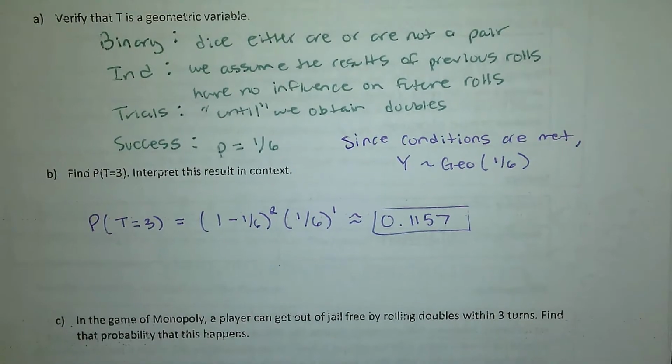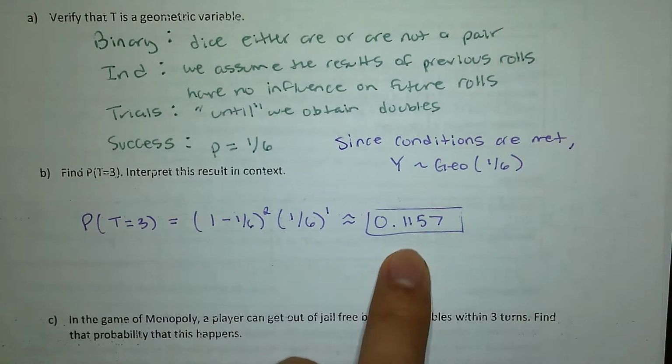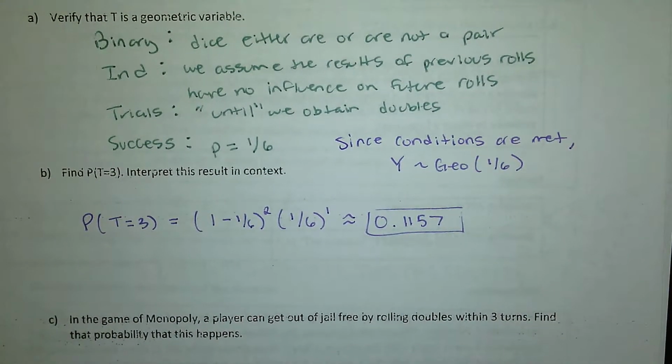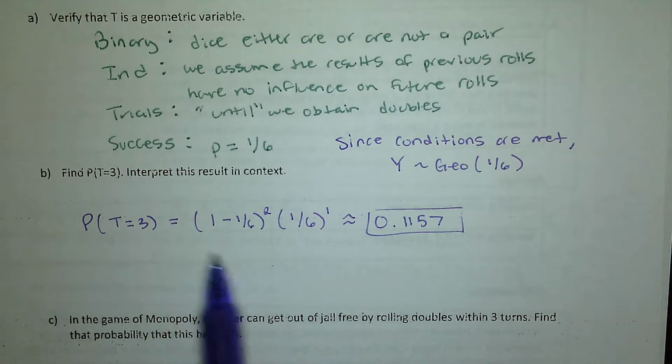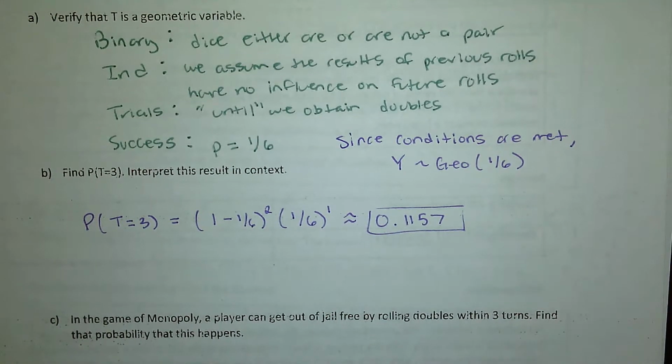Now, in context, this means that 11.57% of the time in the long run frequency, it will take about 3 trials until we get our first success. And so if we repeated this again and again and again, there's about an 11.57% chance that our first pair will actually come up on the third roll.